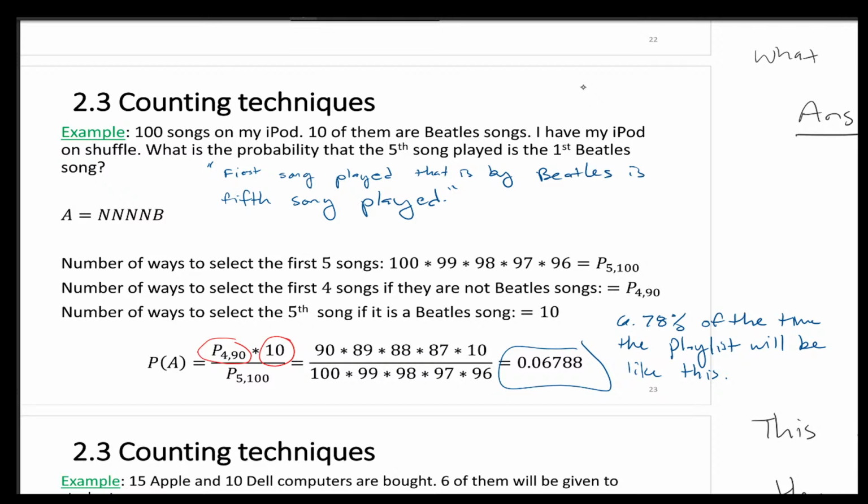The bottom is just the first 5 songs regardless of which song. It doesn't matter which song could be played. The first 5 could be all Beatles, or the first 5 could be non-Beatles, or any mixture of the two. So that's the bottom. The denominator is any number of ways to select the first 5 songs, whereas the numerator is the specific way we want to select the first 5 songs.